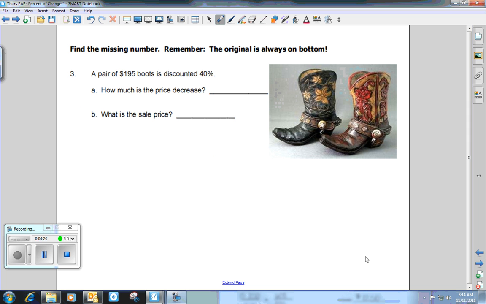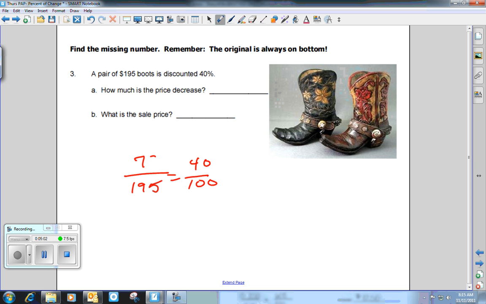All right, finding the missing number. A pair of boots is discounted 40%. So now we're going to find out how much change that is. So 40 always goes over 100. And then we have the change over the original. So originally the boots were $195. We're going to find how much change, how much were they discounted. So we would do 195 times 40 divided by 100. And that gives me 78.